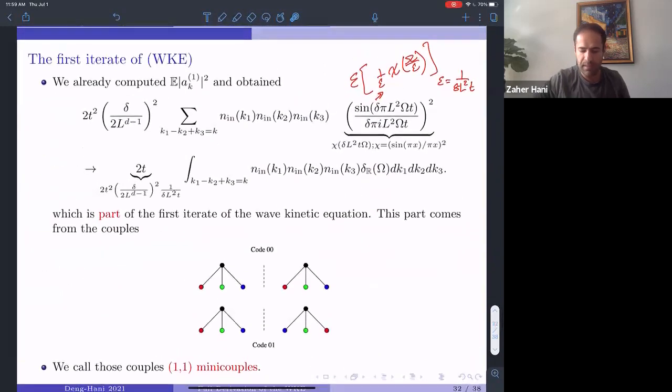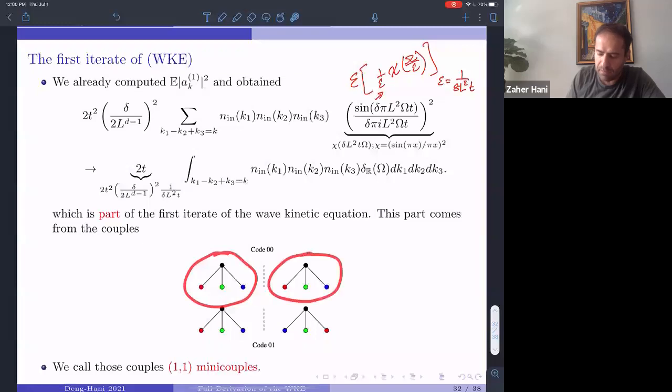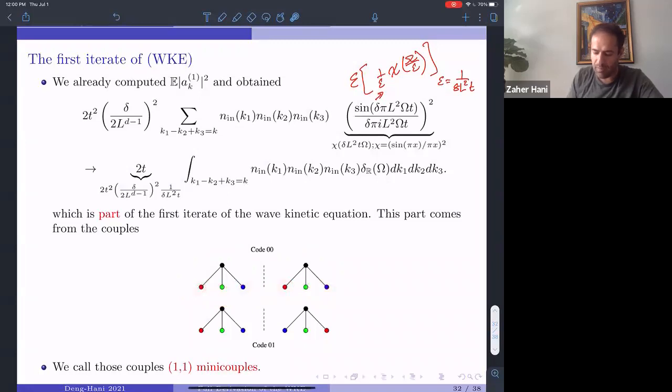Okay, and this part, by the way, before I move on to discussing where the other part is, comes from the following couples. This is something that I drew before. In the first iterate, you have a tree of scale 1 coupled with this tree of scale 1. Okay, and this is paired with this, paired with this, paired with this. Or you might have the opposite ordering over here. So there are two possible choices. We call those 1-1 mini couples, because this is a couple of scale 1, this is a couple of scale 1, so these are 1-1 mini couples.